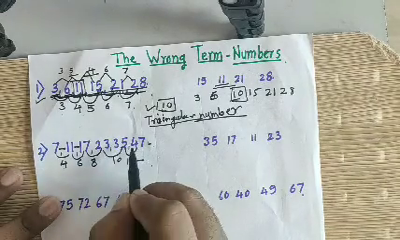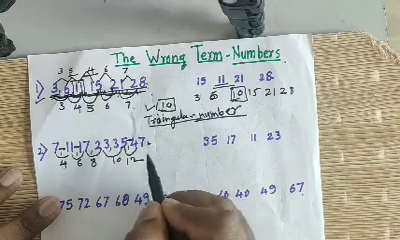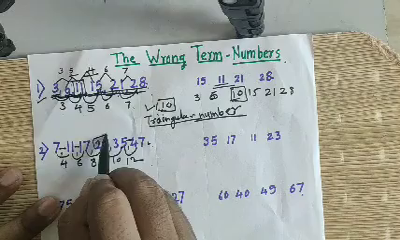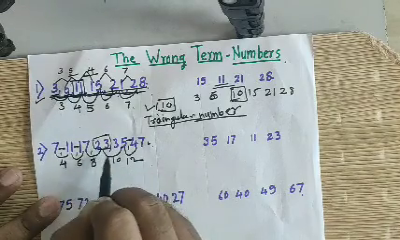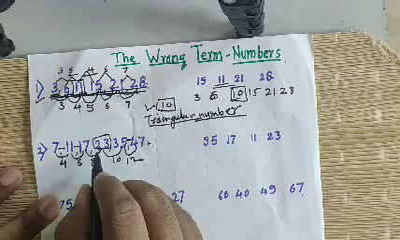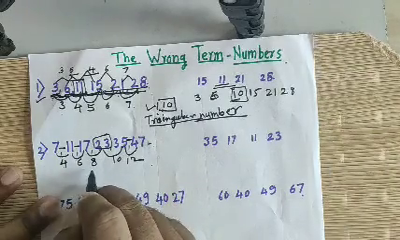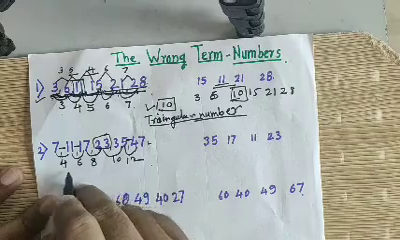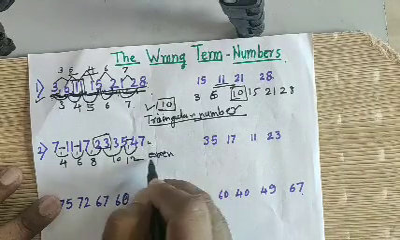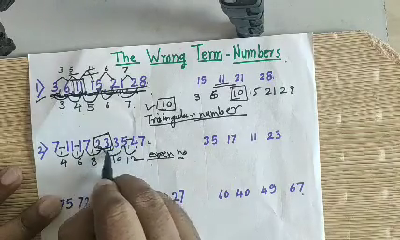Here we can see the difference between the first term and second term is correct, the second term and third term is correct, and the fifth term and sixth term are also correct, but the number 23 does not follow the pattern. The consecutive differences follow increasing even numbers, which is not followed by 23.